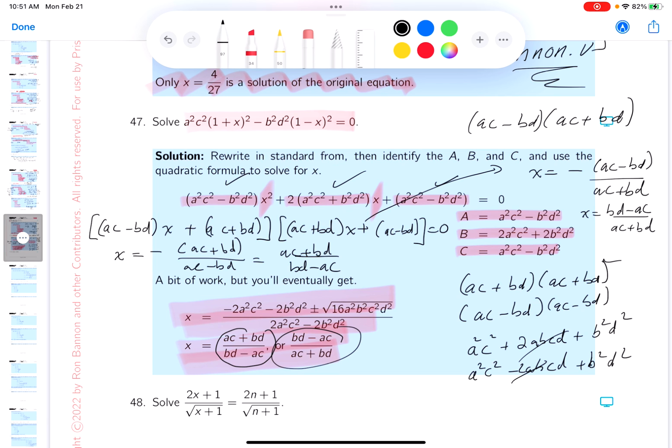Yep. So again, quadratic formula or just simple factoring is going to work out beautifully. But again, you decide how you want to approach the problem. Quadratic formula or factoring, whatever works for you.